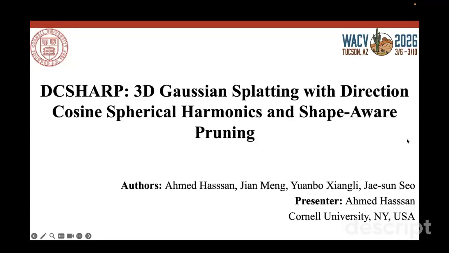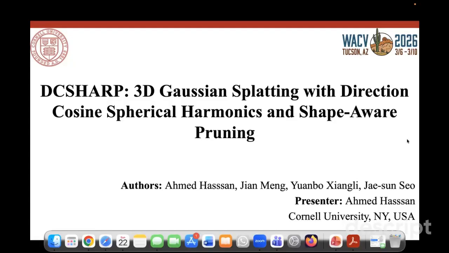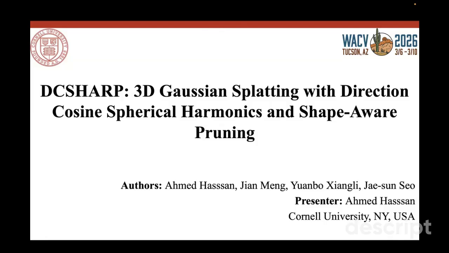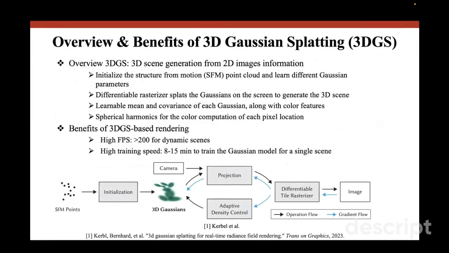Welcome to the talk. In today's presentation, I'll present our paper, DCSHARP: 3D Gaussian Splatting with Direction Cosine Spherical Harmonics and Shape-Aware Pruning. So let's start with the overview and benefits of 3D Gaussian Splatting.